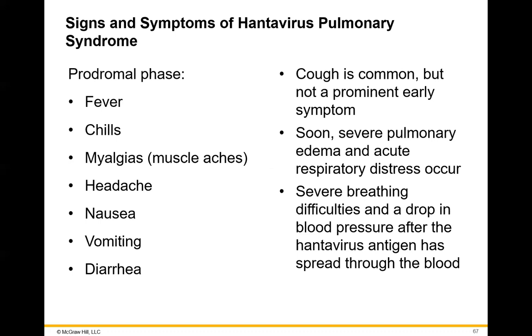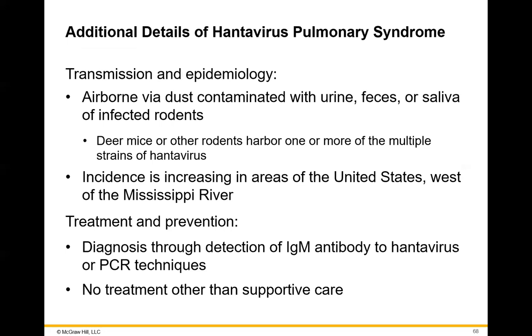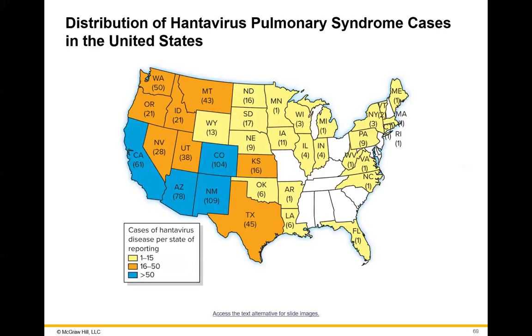Prodrome, which is our early symptoms, the first symptoms you'll see, are going to be just that you're sick. And then it'll develop into the respiratory aspect where you'll have respiratory distress and then severe respiratory issues, leading to potentially shock or hemorrhaging and viremia. So again, it's airborne from the droppings from these rodents. There are no treatments for this. And again, 33% mortality rate.